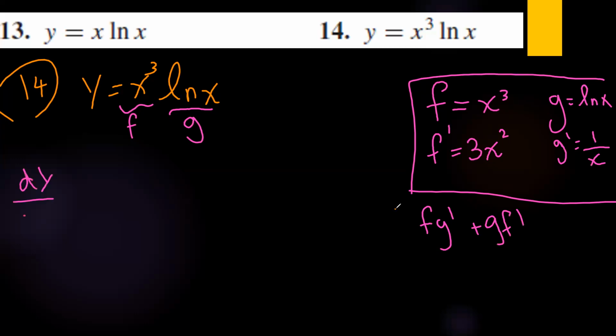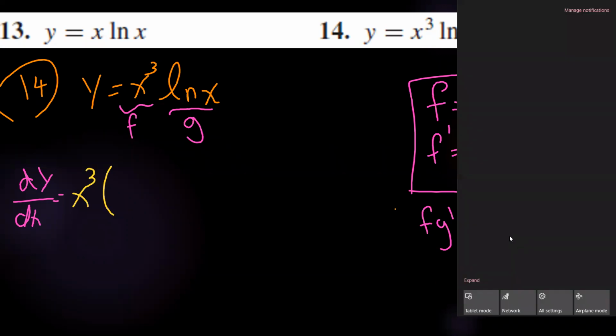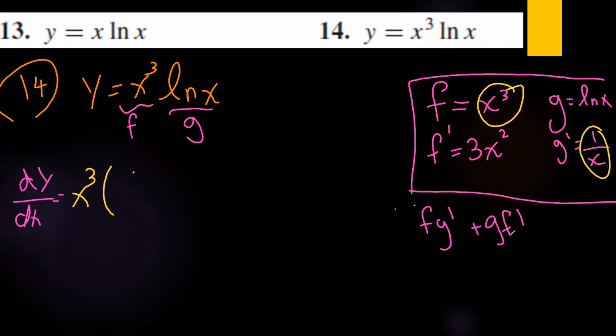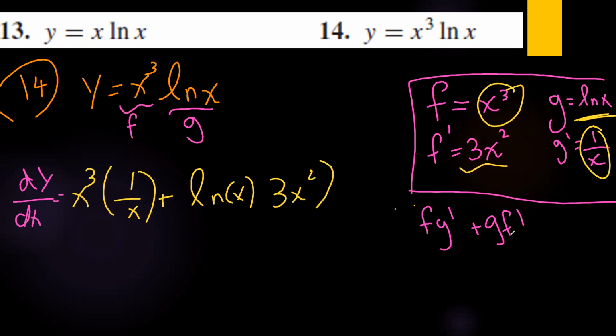So dy over dx will be, first, where's f? This is f, x cubed, times g prime, which is 1 over x, plus g, which is ln of x, times f prime, which is 3x squared. Then we have x squared plus 3x squared ln of x.